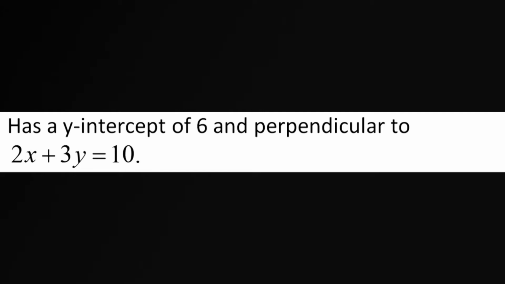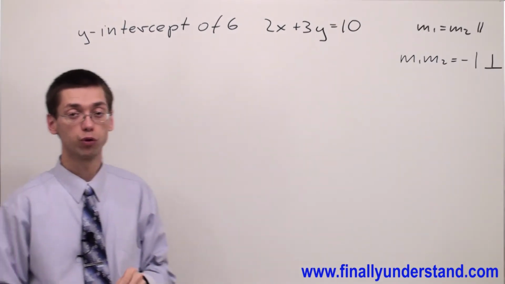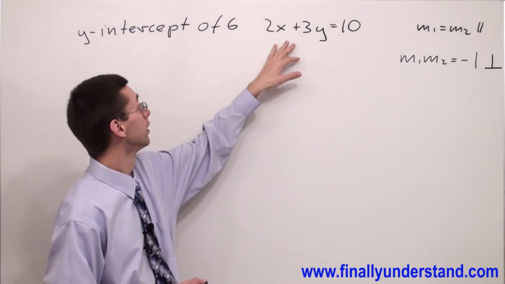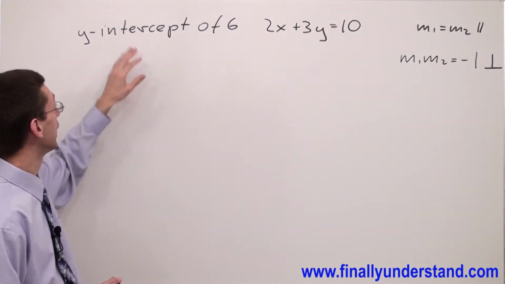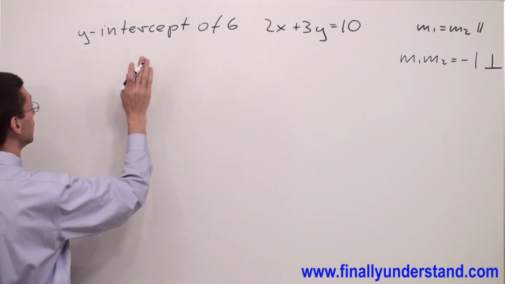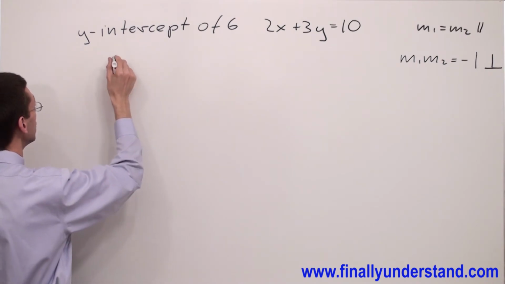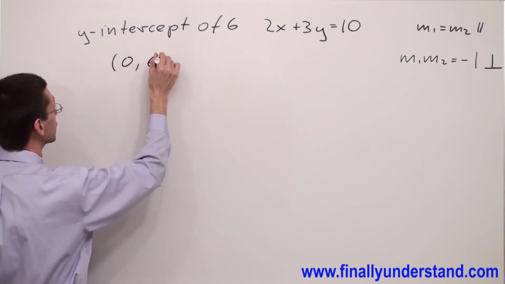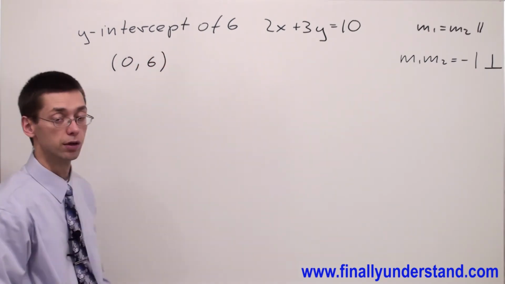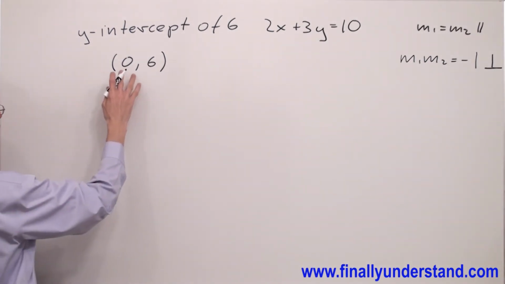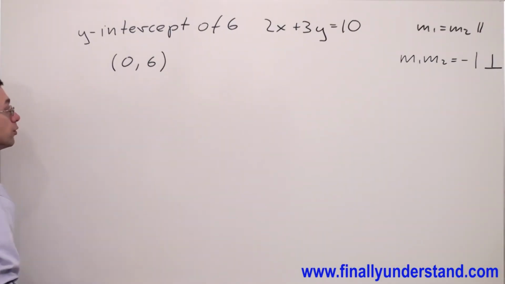This time we have a given line and a y-intercept. We're supposed to find the line which is perpendicular to this one and will pass through the y-intercept of 6. Anytime we talk about y-intercept 6, we talk about the point which has coordinates x equals 0 and y equals 6. So in other words, we have a line and a point. We're supposed to find the line which will pass through this point and is perpendicular to this line.